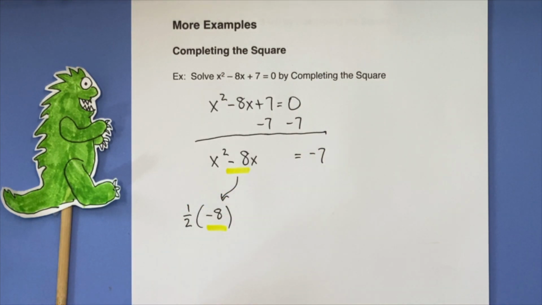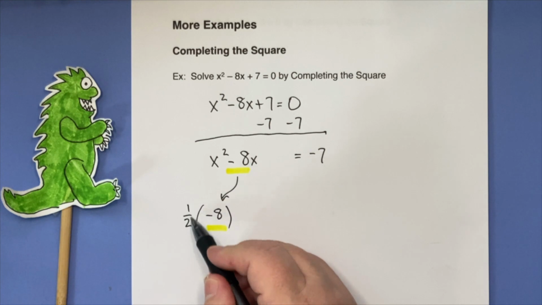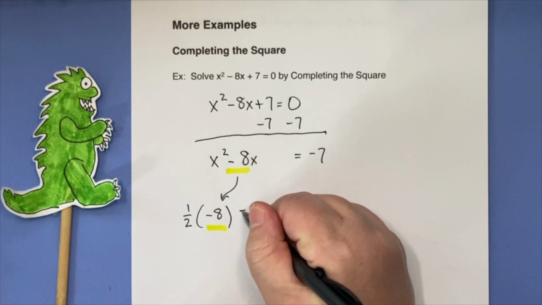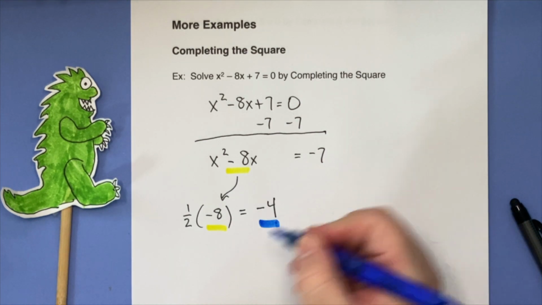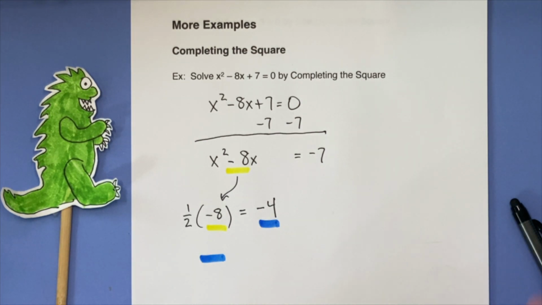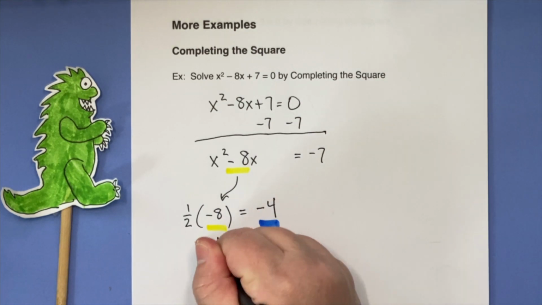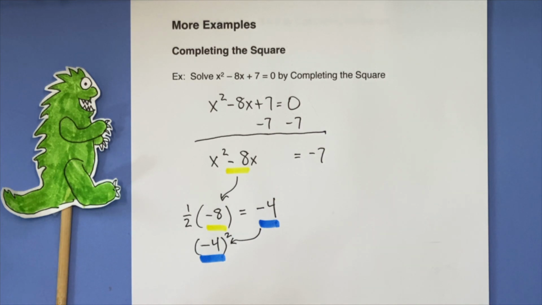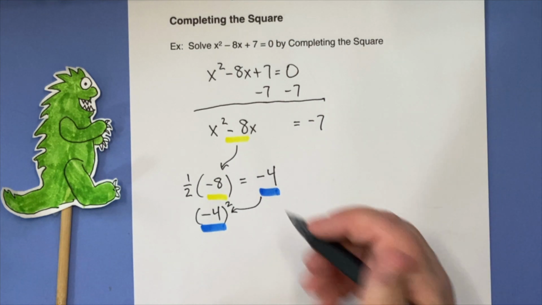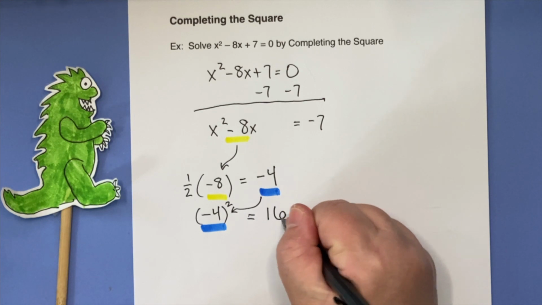And the reason for this is that in a perfect square, you might recall the middle term is 2ab. So I want to get rid of that 2. I want to just get the a and the b by themselves. So I divide by 2 or multiply by 1/2. And then I'm going to take that number that I get, and I'm going to square it. And that way I get a 16.